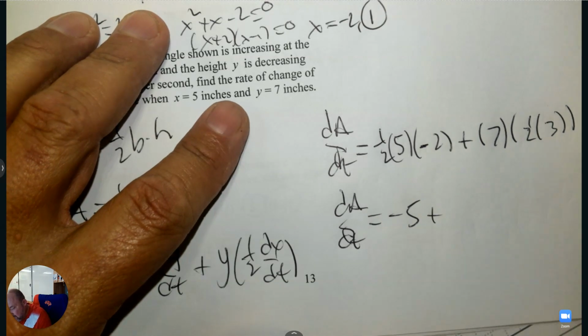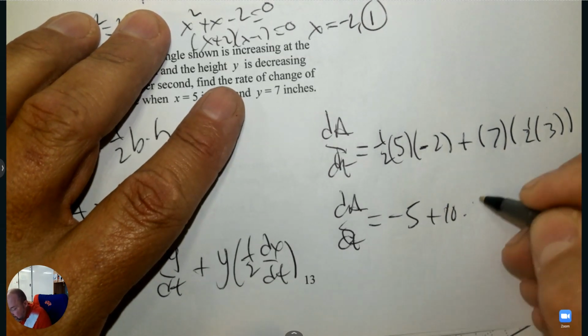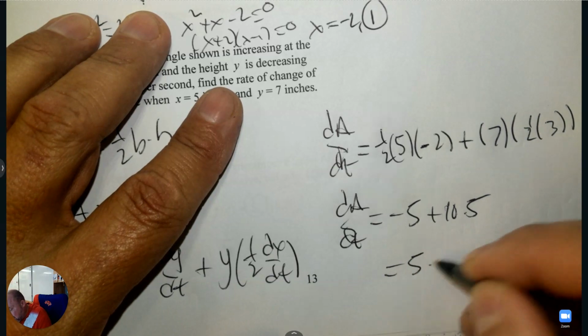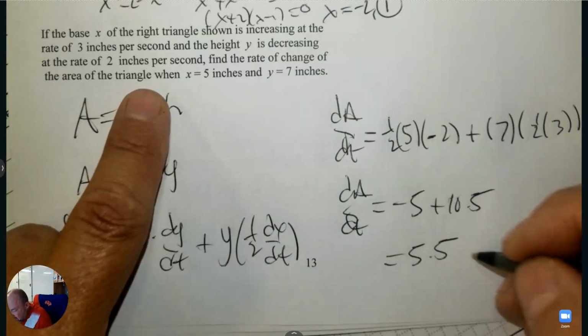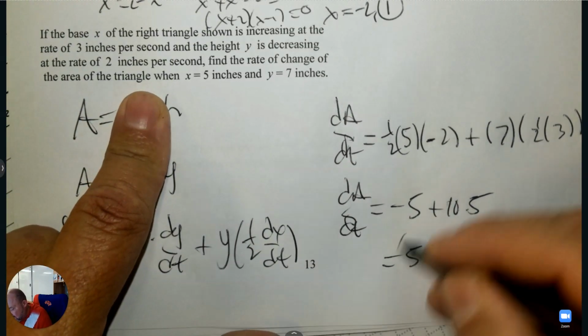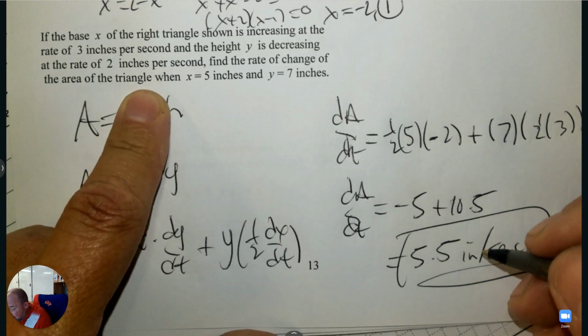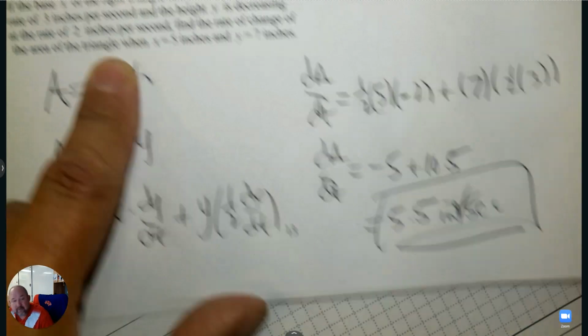That's 21 divided by 2, whatever. And so I put it together, and what do you got? And then that is in inches per second. It's area, right? So it's inches squared per second because we're talking area.